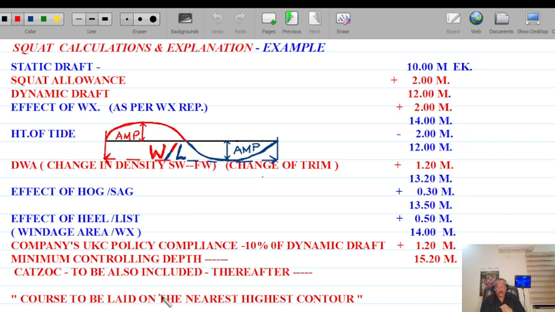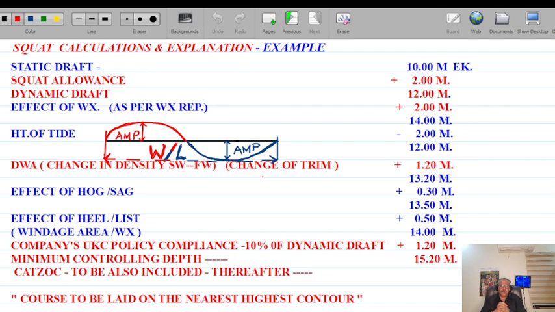So, finally, I've mentioned here the course to be laid on the nearest highest contour. That is for 16 meters. I'll be happy to lay the course above 20 meters or above, whichever is safer for me as far as the master's prerogative and master's perspective is concerned. So, ladies and gentlemen, I have explained in detail the effect of squat, UKC along with the CATZOC.